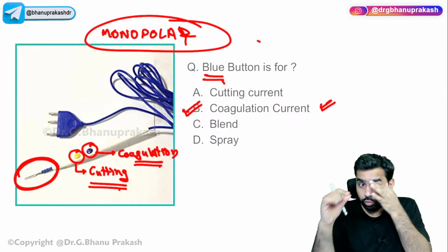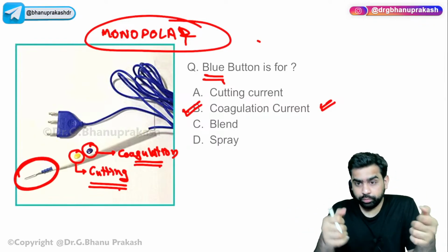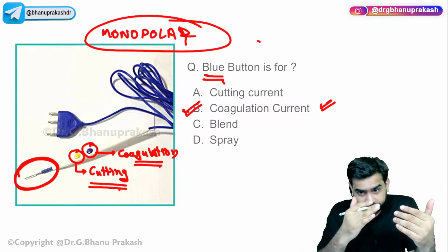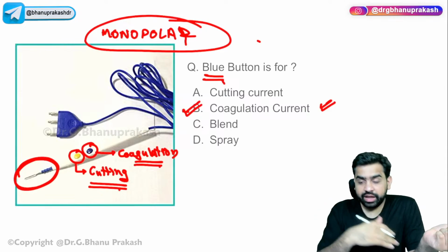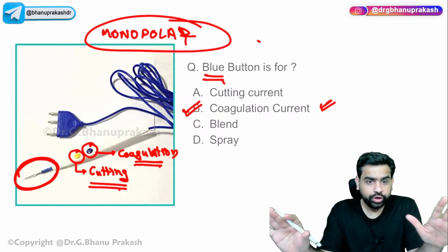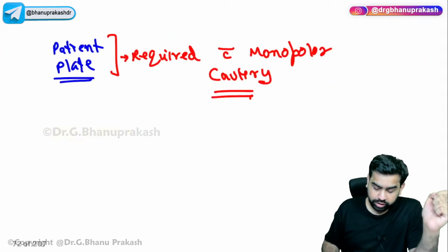So this monopolar cautery has a single electrode, and when you press on this particular electrode, the current has to be taken up by what you call the patient plate or the grounding plate, whatever you want to call it. In the bipolar cautery, you don't need the grounding plate or the patient plate. I hope you have understood this particular point, guys.